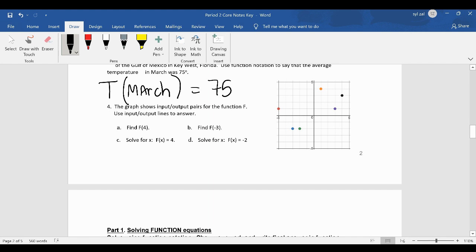All right, thank you for completing number 4. So here it says f of 4, and then that would represent that our x here is 4, which means I'm asking you to find y. If x is 4, y is 1, 2, 3. Here, if x is negative 3, then y is negative 2.